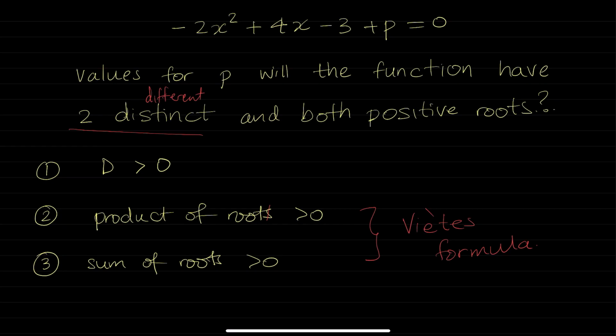Now, how do we work out the product of the roots and the sum of the roots? So according to Viet's formula, the product of the roots can be given as C over A. And the sum of the roots is given as minus B over A. Now let's go to our equation and look at what our A values are, the B values, and the C values. So for this equation, minus 2 is my A value, plus 4 is my B value, and minus 3 plus P is my C value. So let's apply all of these conditions and look at what the answer is going to be.